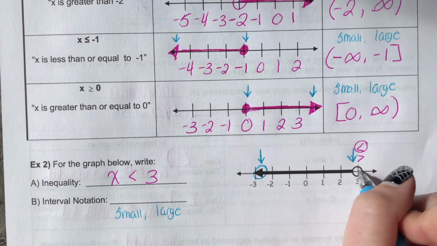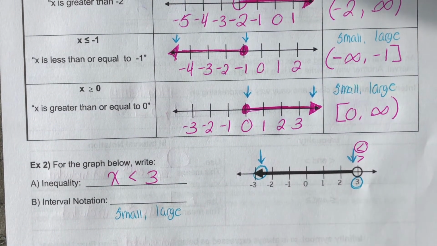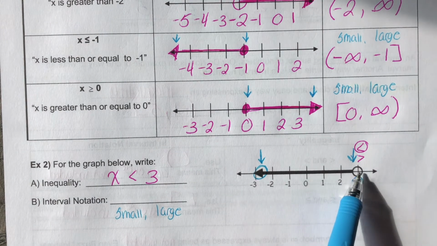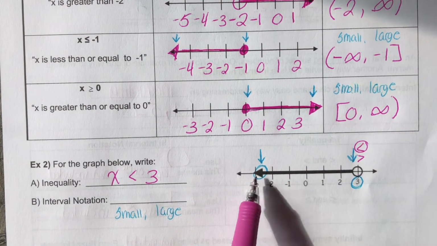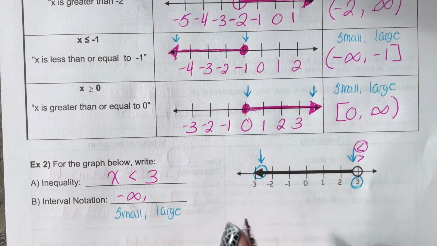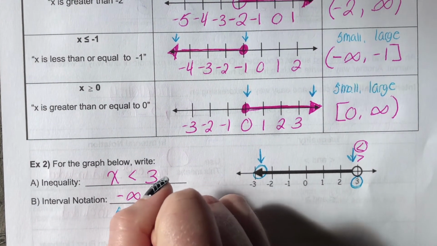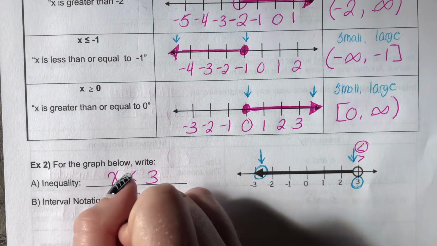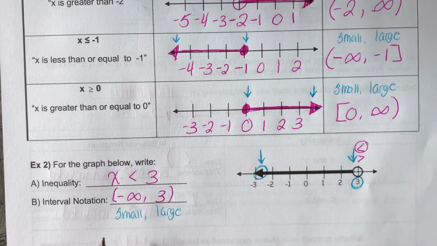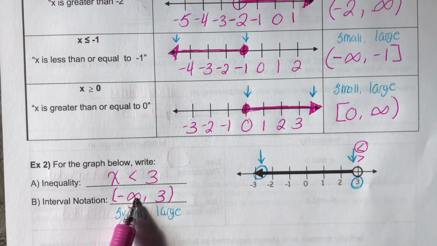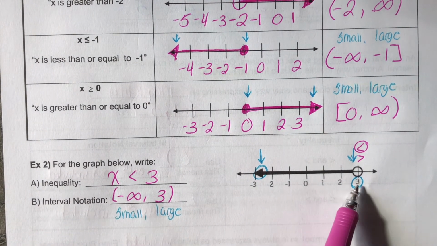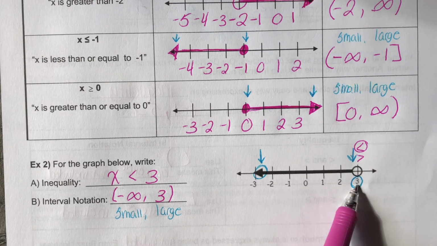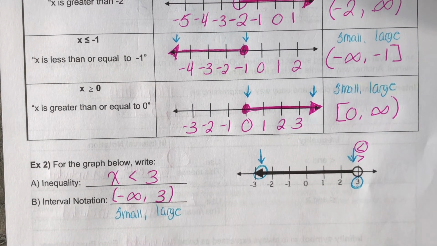All right, so since 3 is an open circle, I know that that means it is not included. So my smallest number is -infinity. My largest number is +3, and they both get a parenthesis. I don't know what -infinity is, so I can't include it, so it gets a parenthesis. And 3 has an open circle, it's not included, so it also gets a parenthesis.